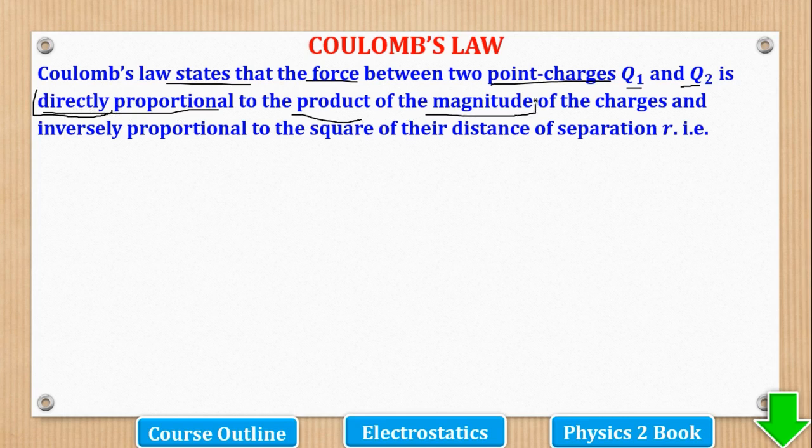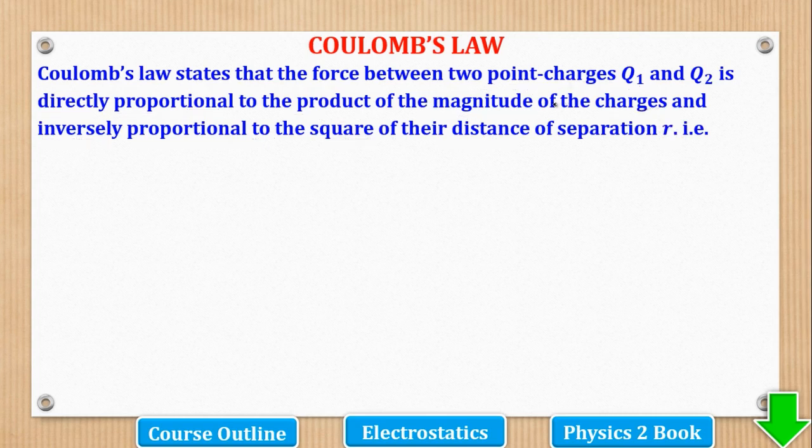Even this word magnitude is needed because the charge can be positive or negative. What we mean by magnitude is that what is negative becomes positive. So when you are calculating, you ignore the negative and you write only the positive. So the magnitude of the charges, and inversely proportional to the square of their distance of separation r. So r is the distance of separation.